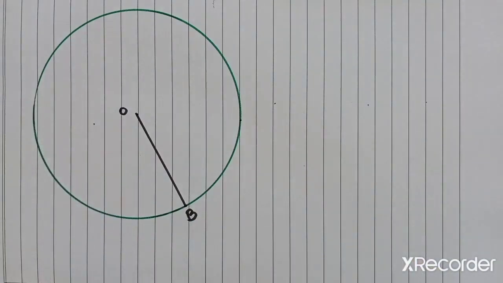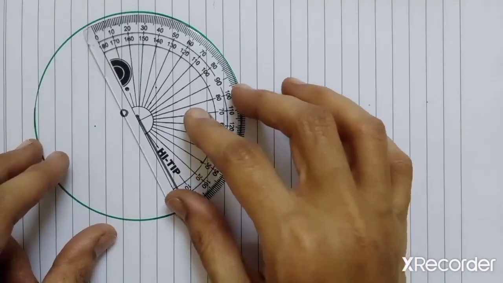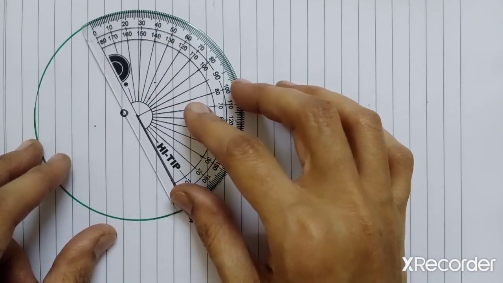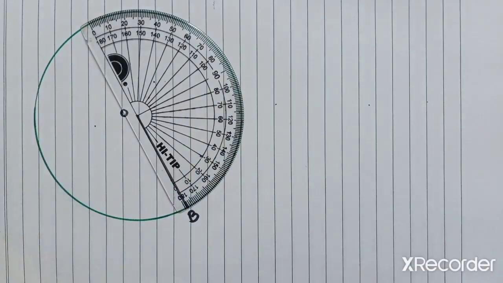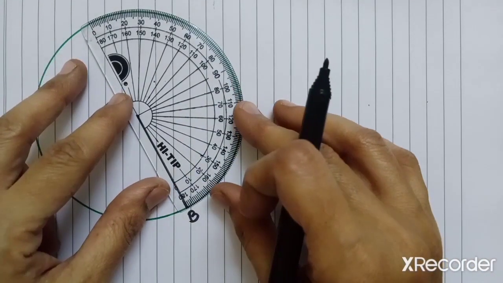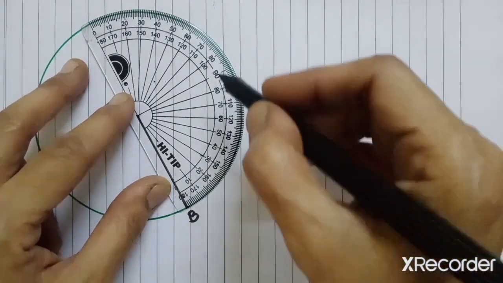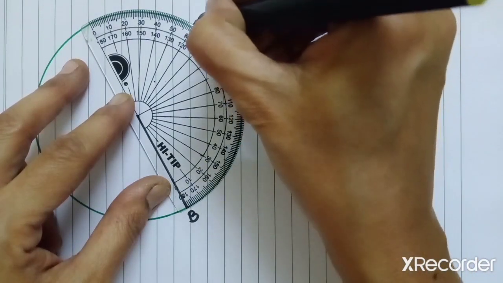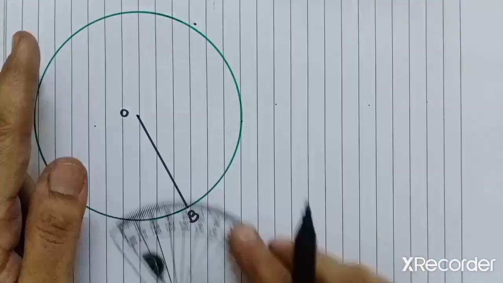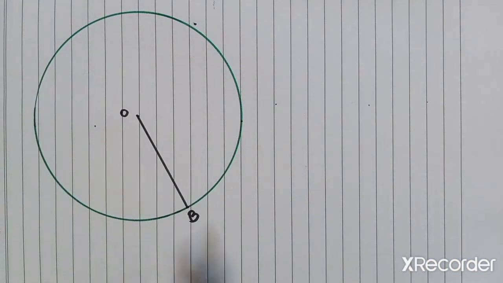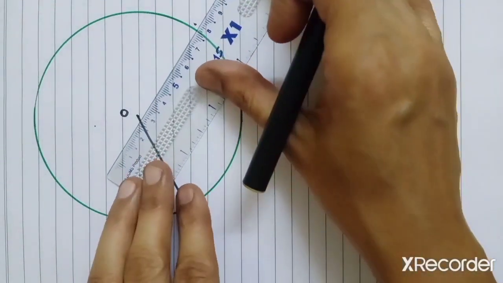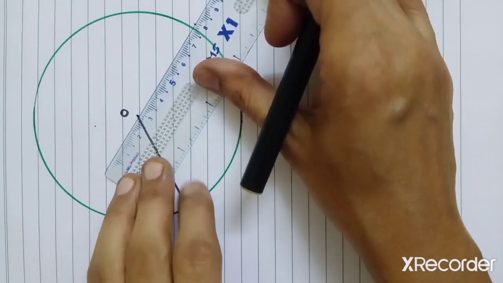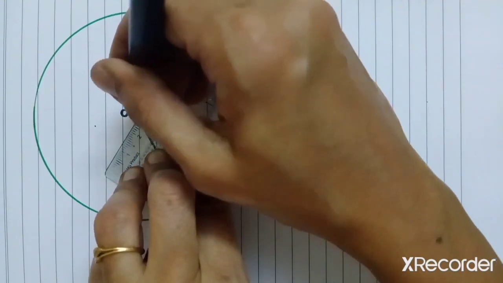Now you take the protractor, keep it here. Right. Now the segment is this side, so start from this side 0. 120 degree is here, so mark here. Now the second radius will be making an angle of 120 degree with the previous one.